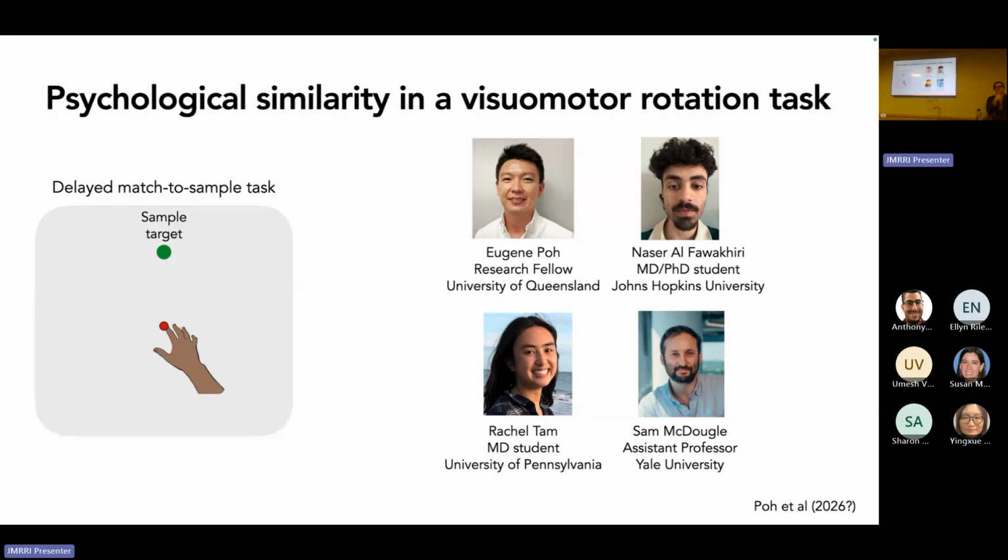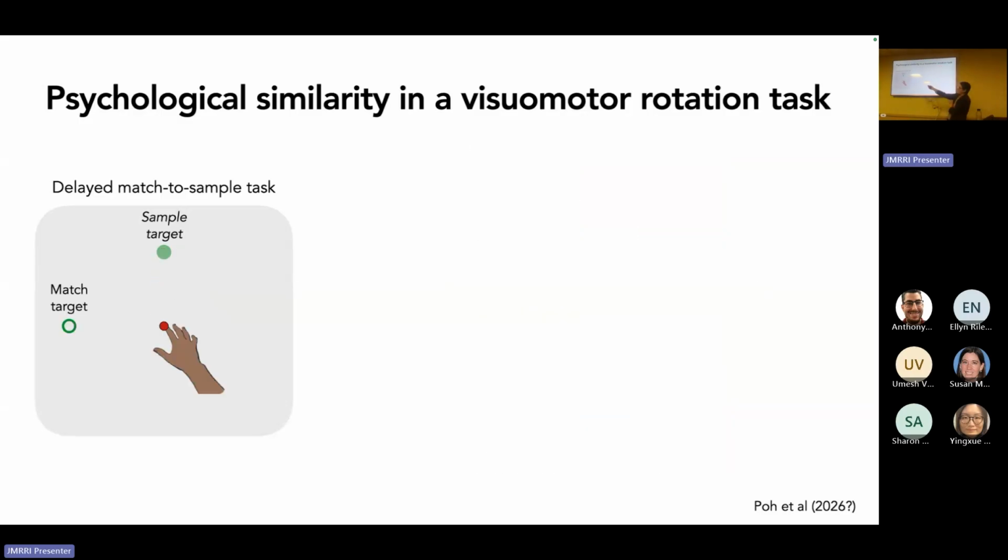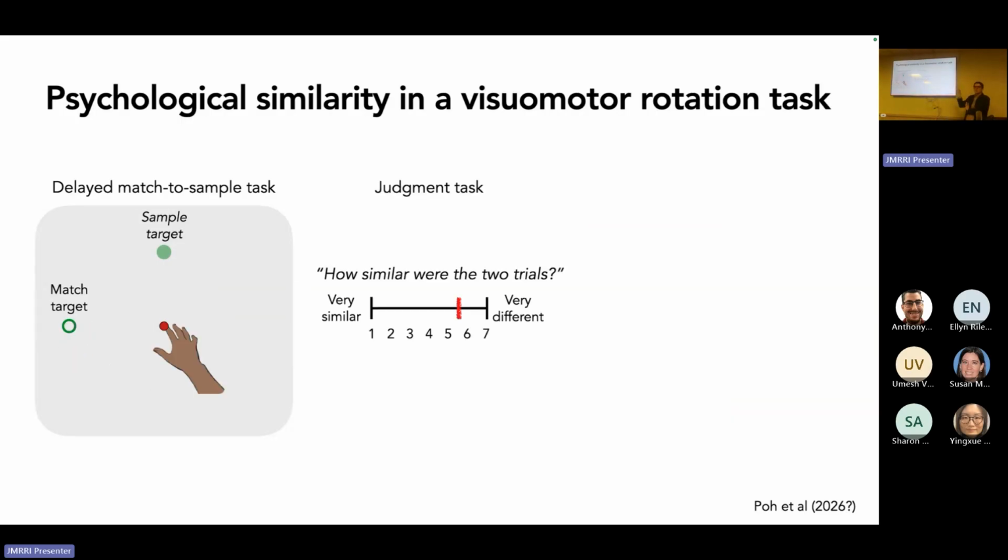And so we did a delayed match to sample task. We had people reach to this target. They were presented with that target, they'd reach the target, and then there'd be a target over here. They reach that target. And we'd ask them, how similar were the two tries on a scale of 1 to 7? Nobody had ever looked at this. They just give you the targets, the generalization. But now we're going to ask them how similar.